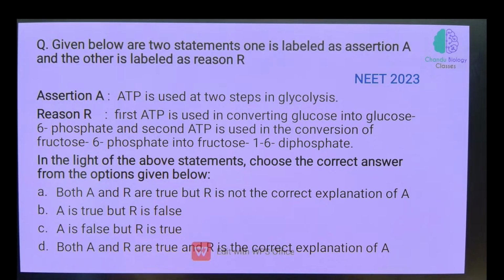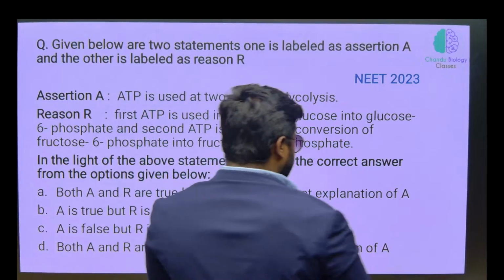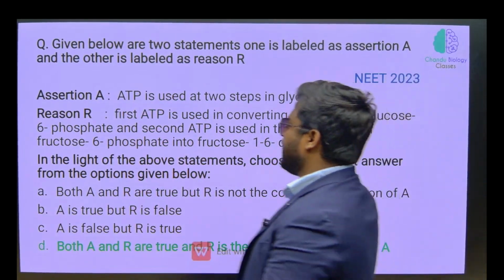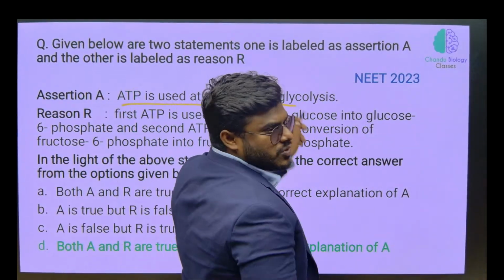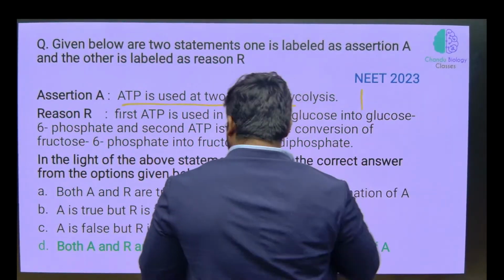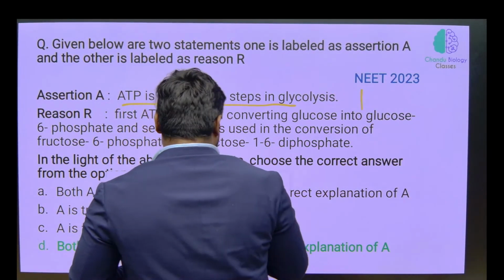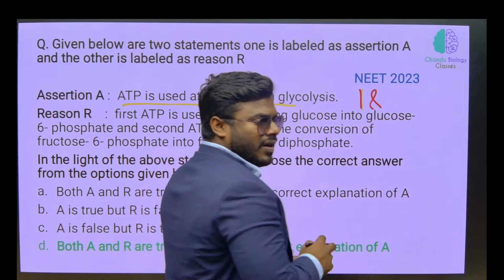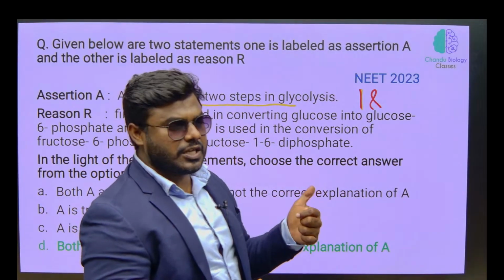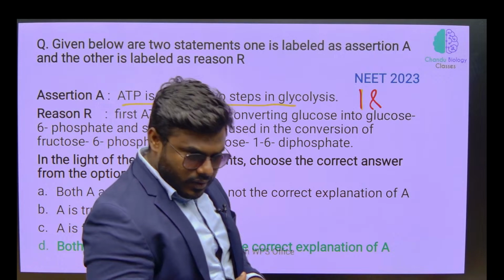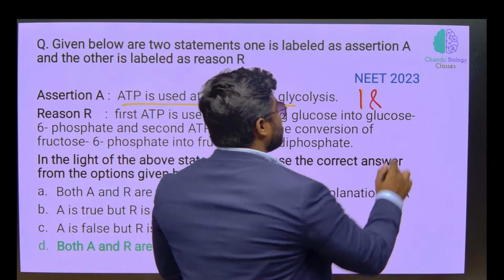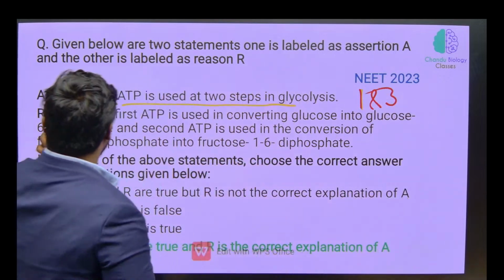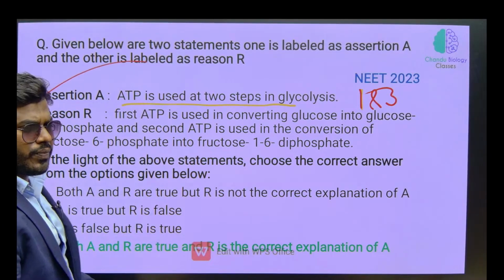What is the 4? But there is nothing to confuse, right? It is very clear. ATP is used at 2 steps. What are those steps? Step 1. Very good. What is step 1? Glucose converted to glucose 6-phosphate. Third step? Fructose 1,6-bisphosphate. Wonderful. So assertion A is undoubtedly true.